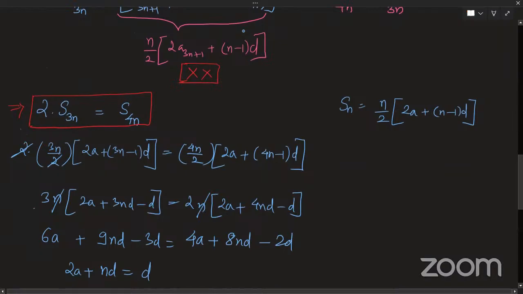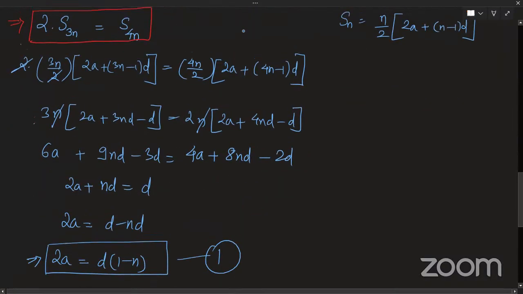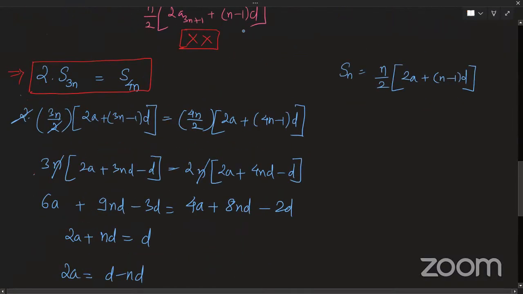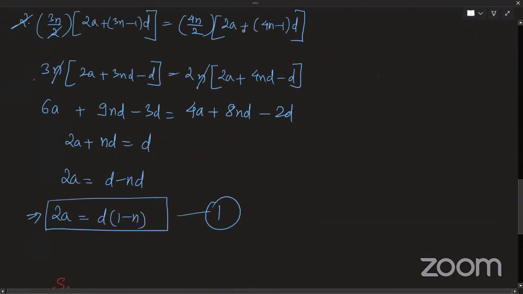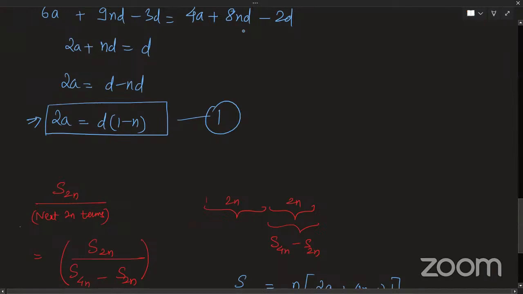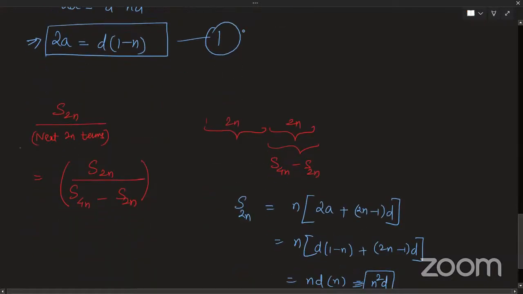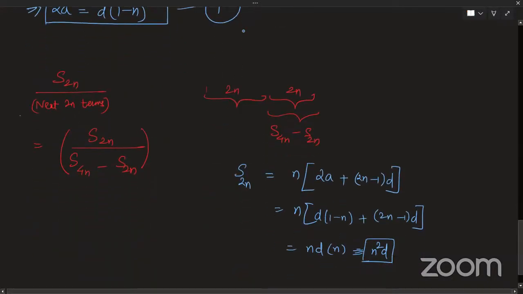Then I just applied my basic formula. Instead of n, I inputted 3n and 4n and compared this formula. From this formula, I got that 2a is equal to d times 1 minus n. So I got a relation between a and d.